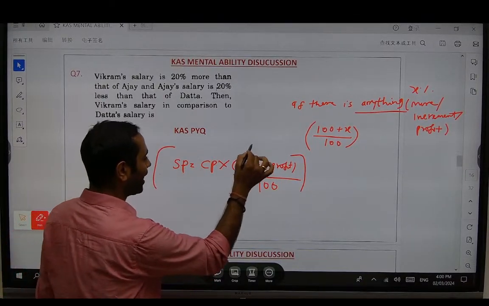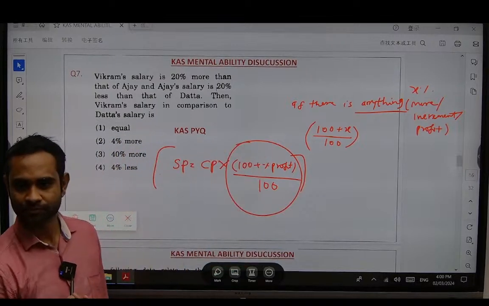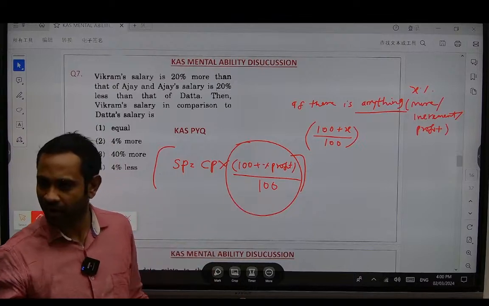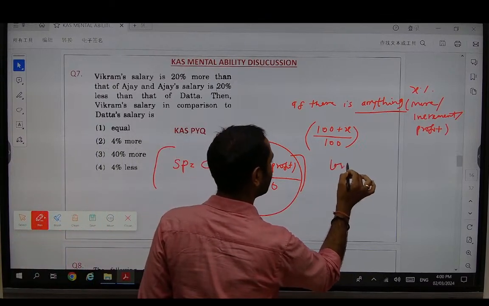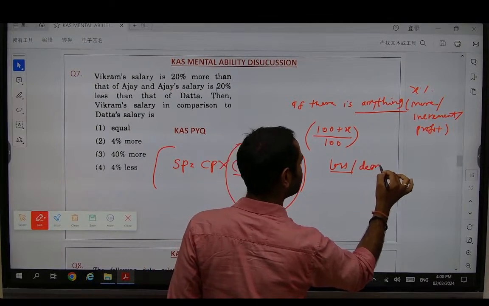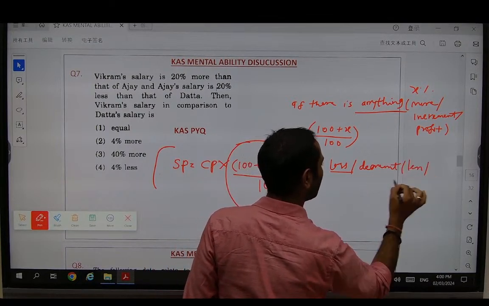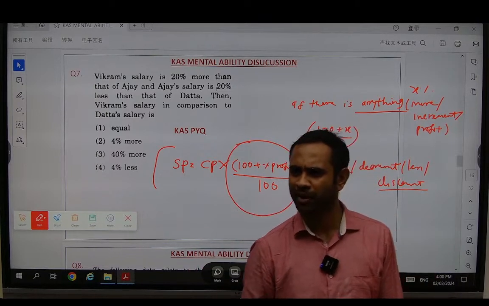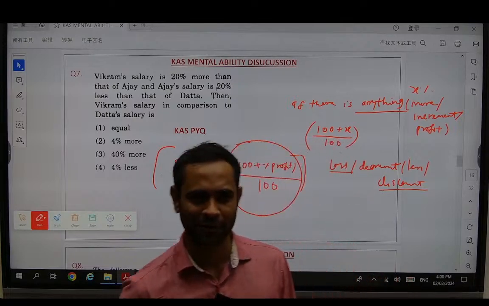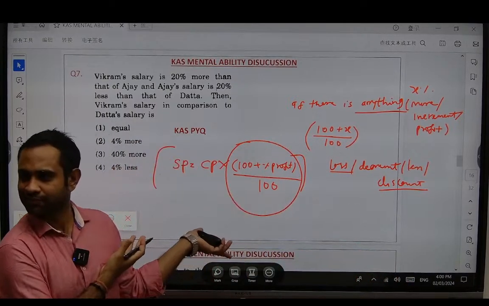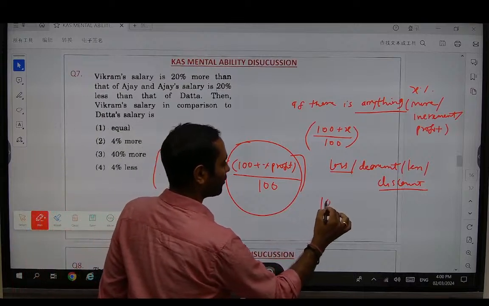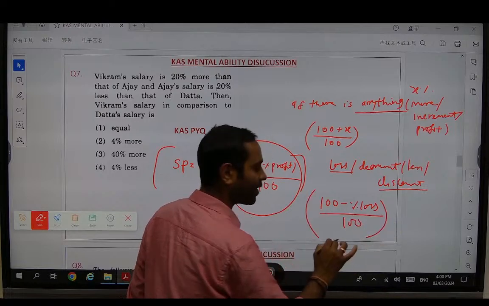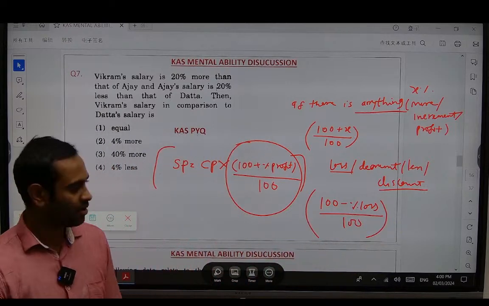See, I am teaching you this so that you don't have to remember the formula. If there is any kind of profit, add it to 100, divide by 100. If there is any kind of loss or decrement or discount, at least girls should know these things, because they always go for shopping, 10% discount, 20% discount, right? So all these are that only. If there is any kind of discount, just subtract it from 100 and divide by 100. Clear? Please keep this in mind.